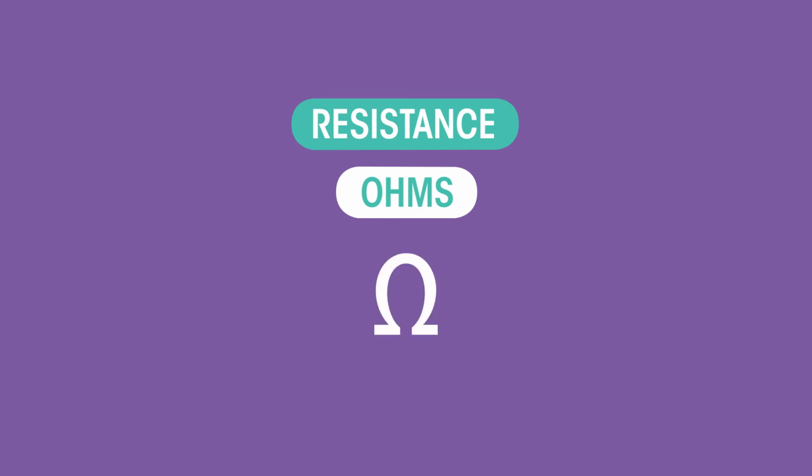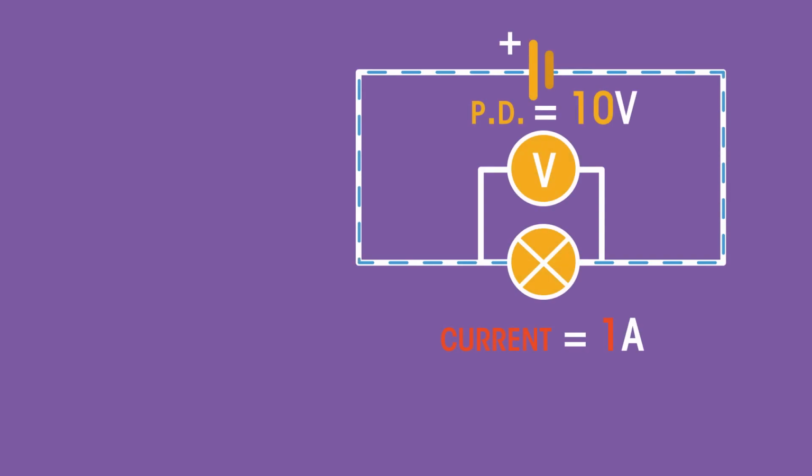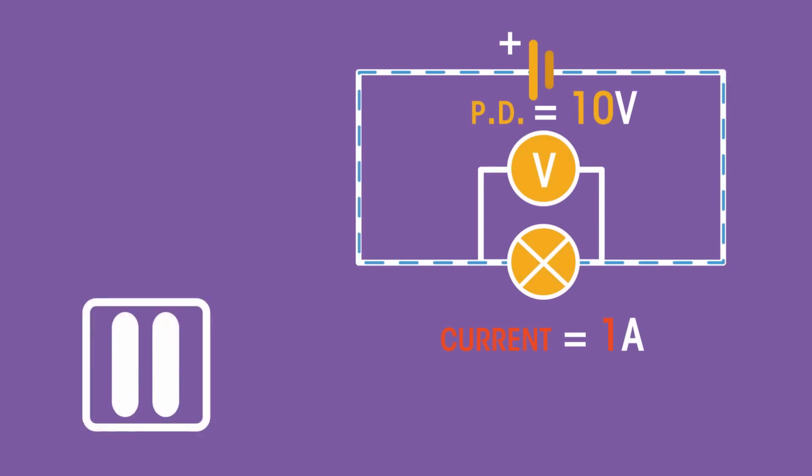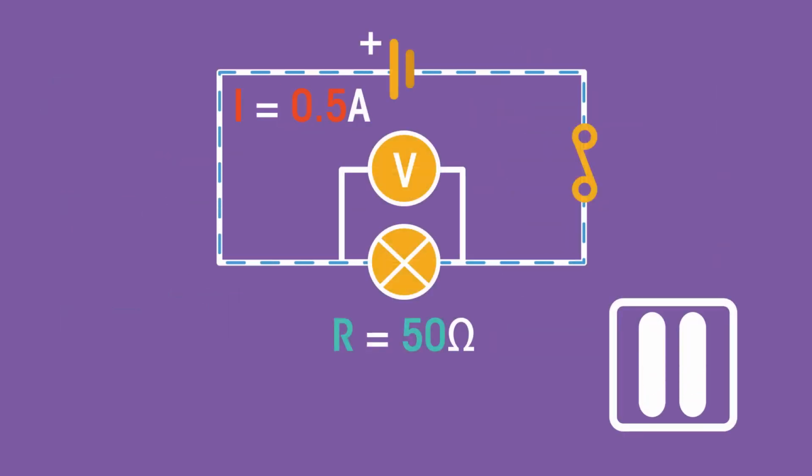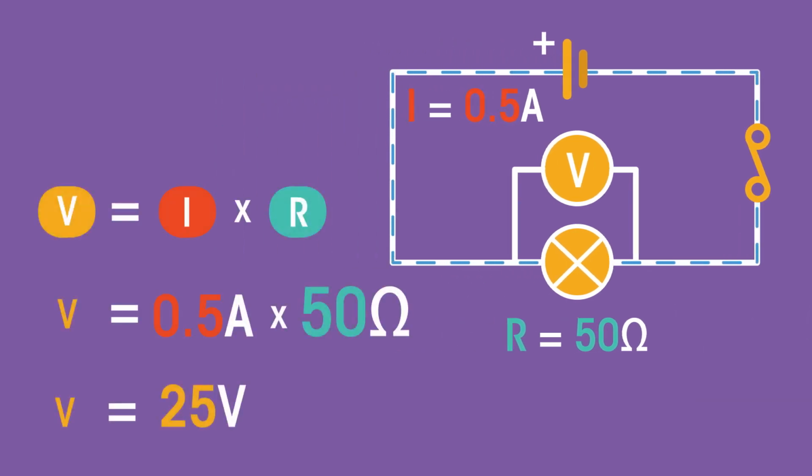omega. Let's try 2 more examples. Calculate the resistance of the lamp in this circuit. Pause the video while you work out the answers. Calculate the voltage or potential difference across the lamp. Did you get them right?